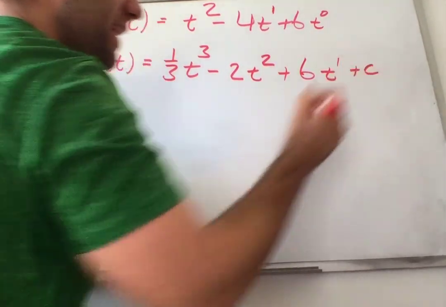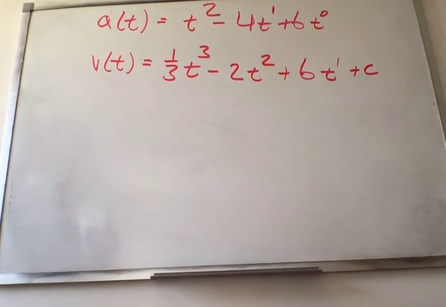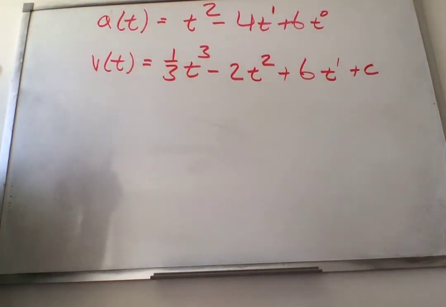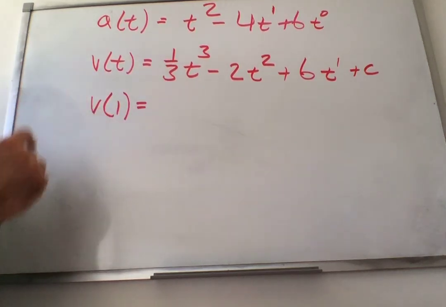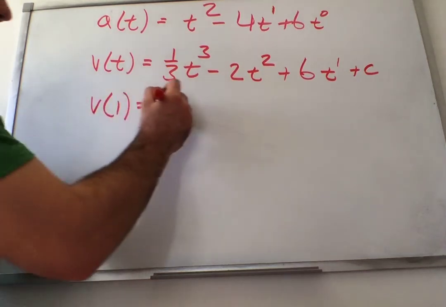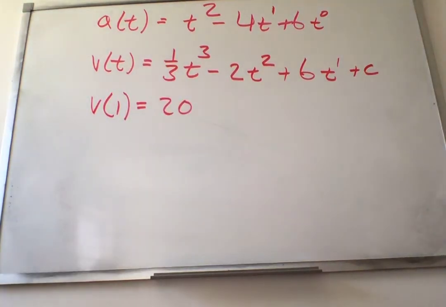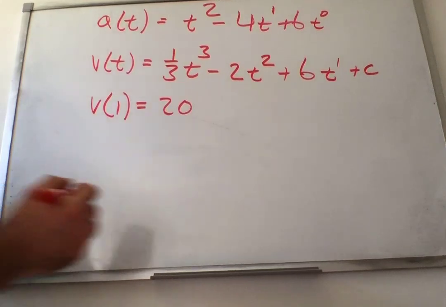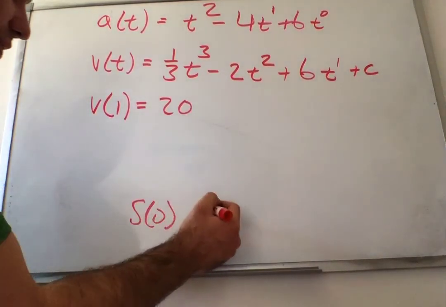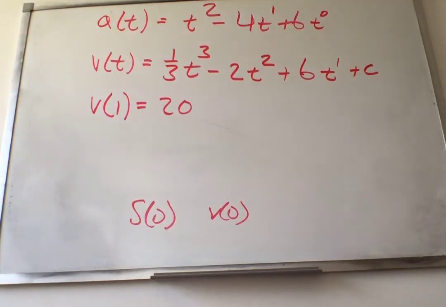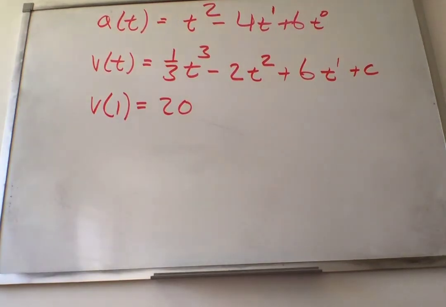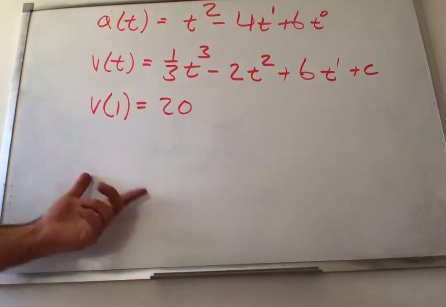Now we have a plus c here. What we need to do is find that c value. They tell us a velocity. The velocity at t equals 1 is equal to 20. So when I said the initial conditions, I said s of 0, v of 0, they don't necessarily have to be at 0. Okay, they could be at whatever time. They just need to specify an initial velocity and a position.